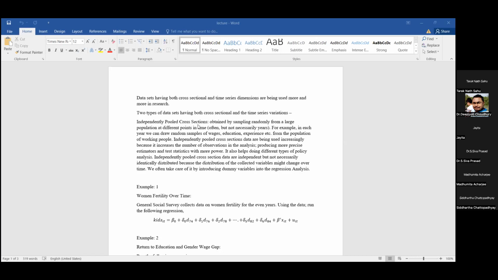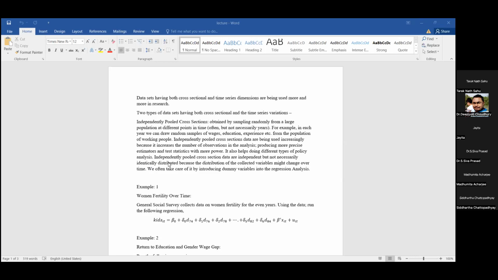So you simply collect data at regular time intervals from a large population, not necessarily from the same person, same individual, same firm, same cities, not required. That is why it is independently pooled cross section. From a large population, you collect data from randomly selected units. Okay, so over here, I will give you one small example of what kind of stuff can be done.